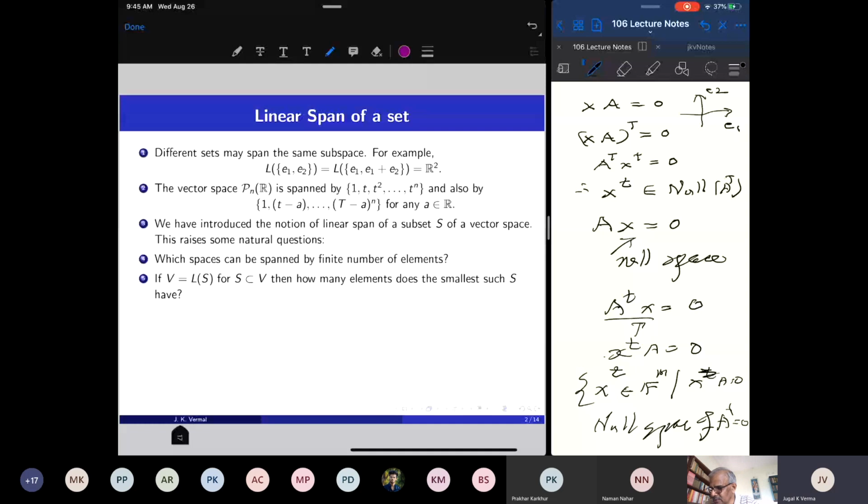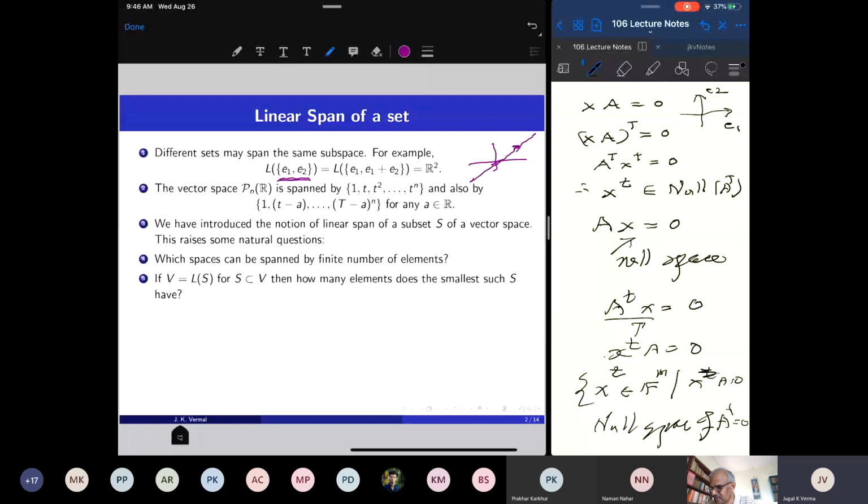Now, geometrically, you can believe that R2 cannot be the linear span of one vector, because if I take one vector in R2, what is its linear span? It will be scalar multiples of this vector, but they will all lie on this line which contains this vector. The linear span of one non-zero vector in R2 is the entire line passing through the origin which contains that vector.